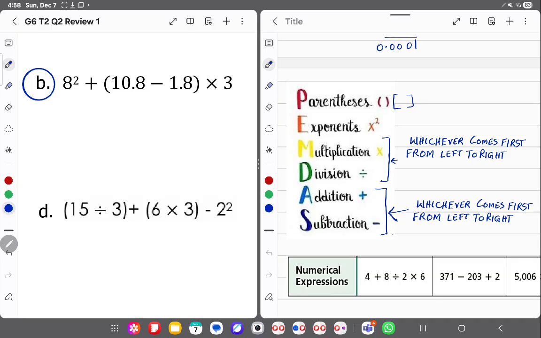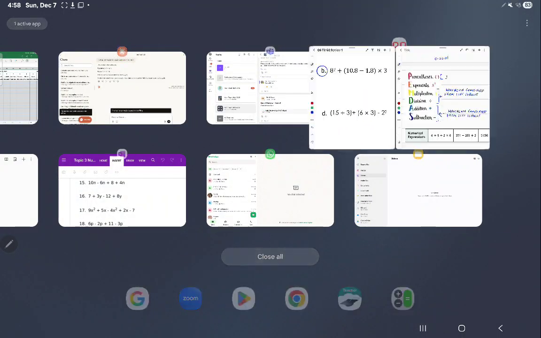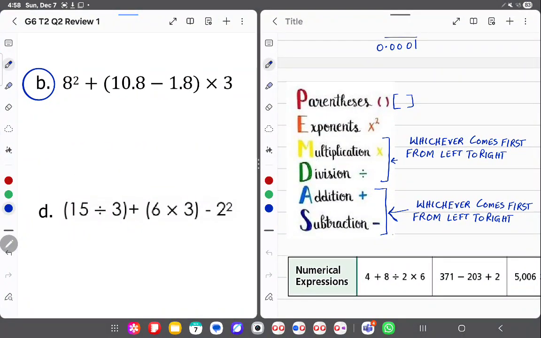So in a numerical expression like our question here on the left hand side, we have to follow this rule, which means we will see if there are any parentheses. If there are parentheses, then we solve them. Then we see if there are exponents, we solve the exponents. Then we see if there is any multiplication or division, we solve them. And then we see if there's any addition or subtraction, we solve them.